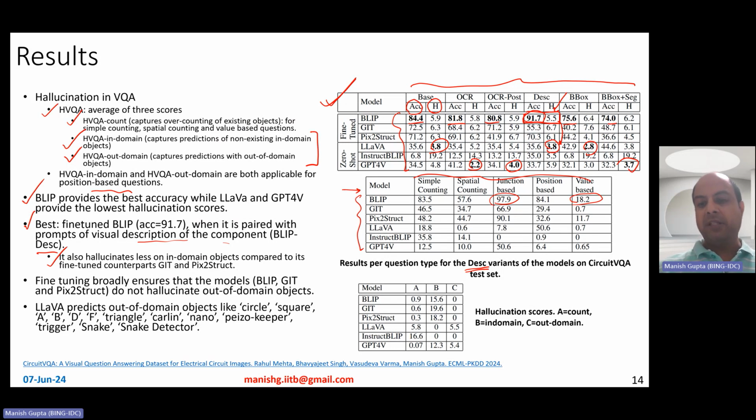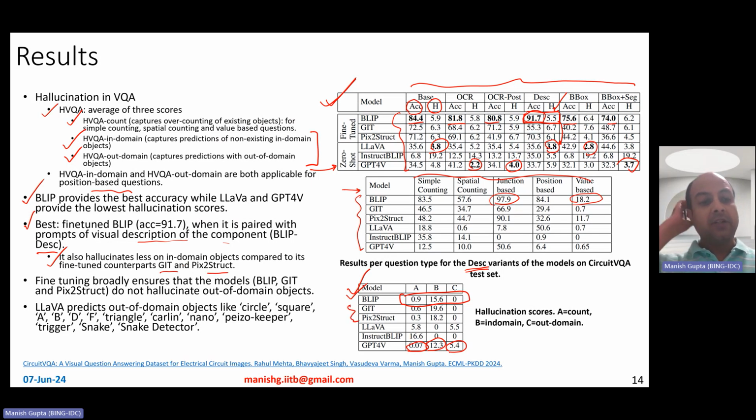So similarly, this table shows hallucination scores. As one can see from this perspective, GPT-4V hallucination is pretty low, in fact the lowest. However, the BLIP model hallucinates, but not too much. So essentially, BLIP model's hallucination is, in fact, less than the hallucination of Git and pix2struct.